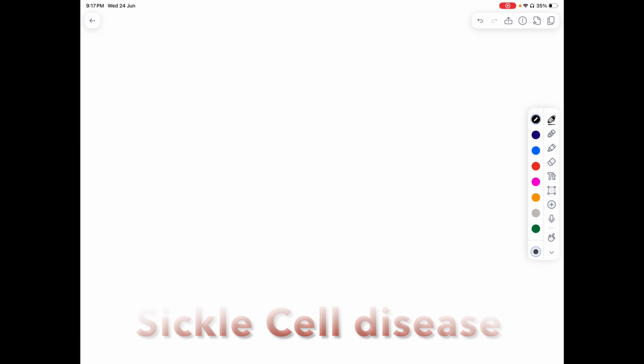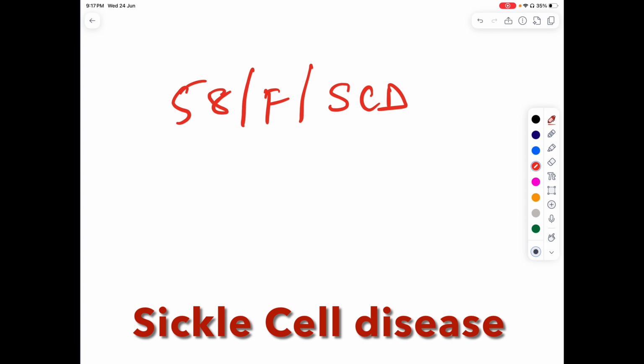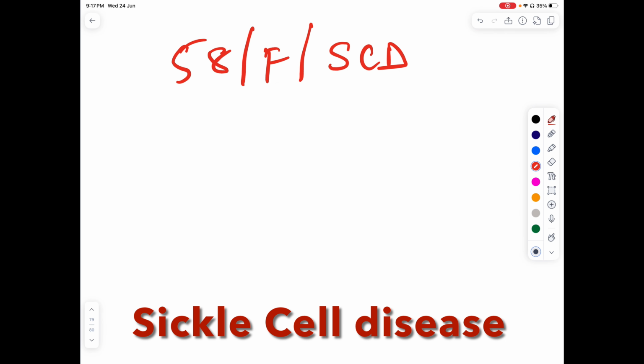So this next station is about a 50-year-old lady having sickle cell disease, and injury to the parietal area. CT scan is done, space occupying lesion was found. What is sickle cell disease?